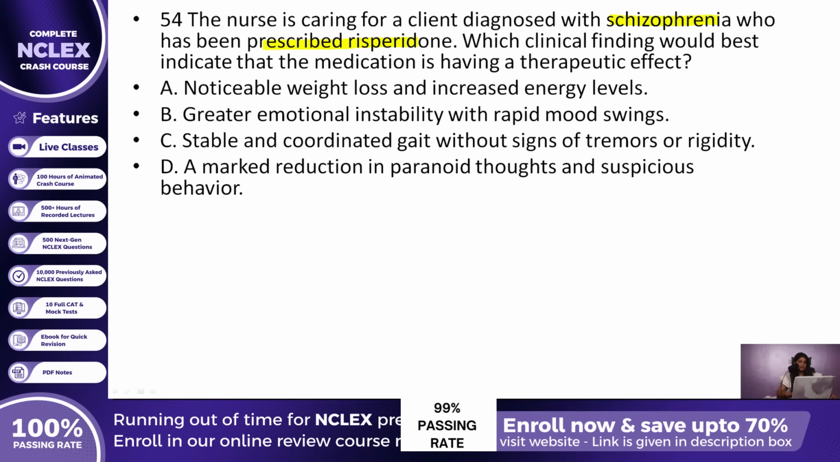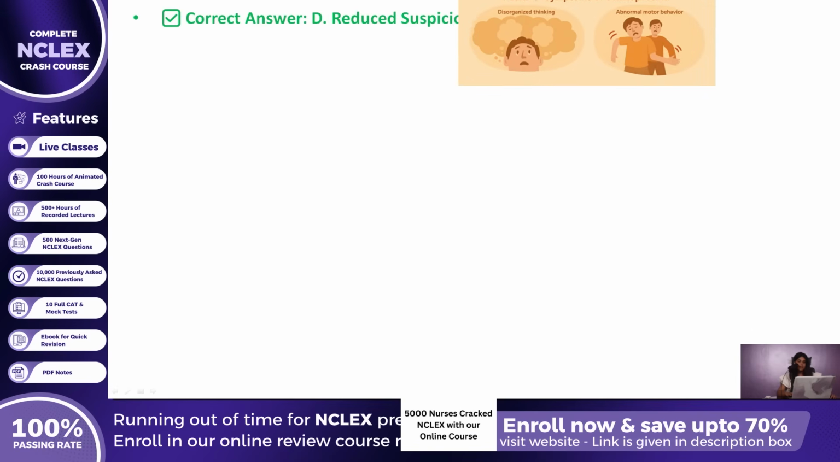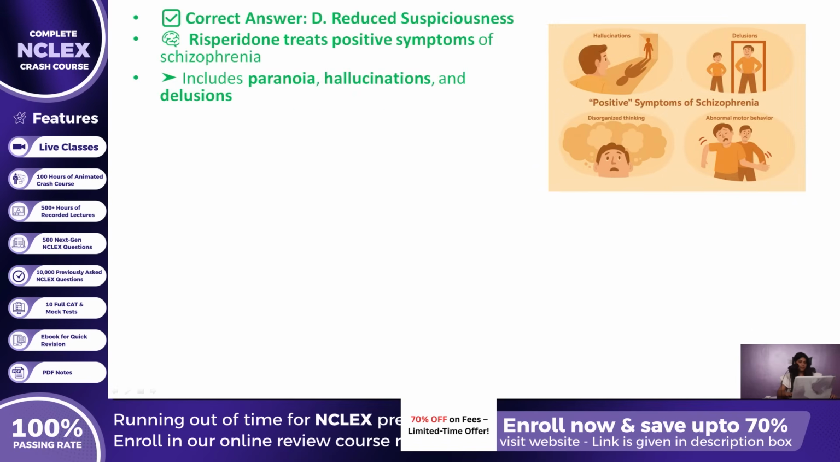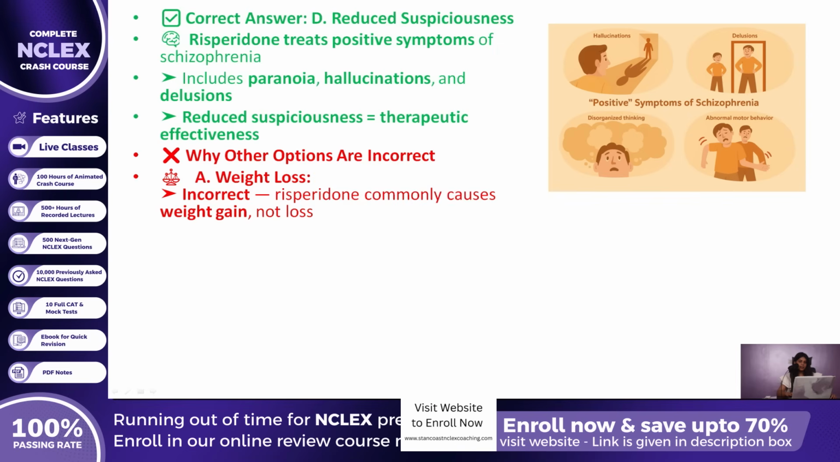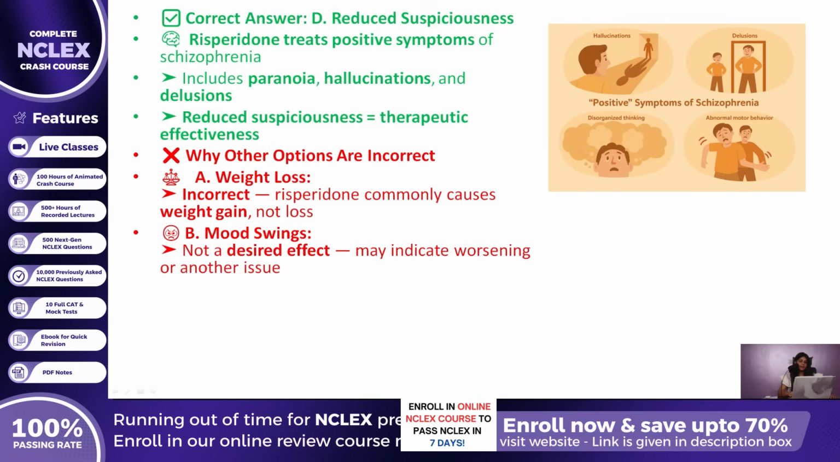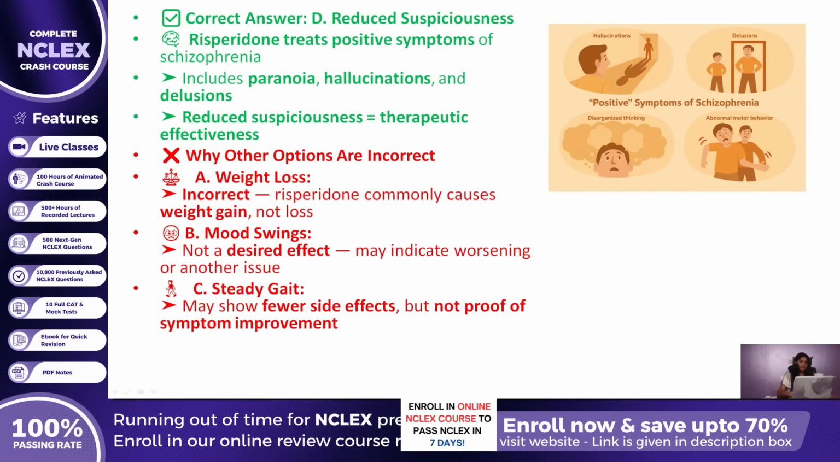The correct answer is Option D. Risperidone treats positive symptoms of schizophrenia, so reduced suspiciousness shows it is effective. Option A is incorrect, as weight gain, not loss, is common. Option B, mood swings, are not a desired effect. Option C, stable gait, may reflect fewer side effects, but not therapeutic success. Reduced paranoia best indicates the medication is working.